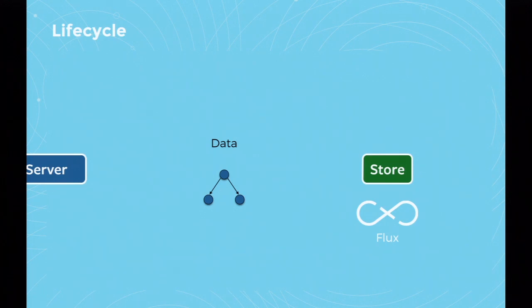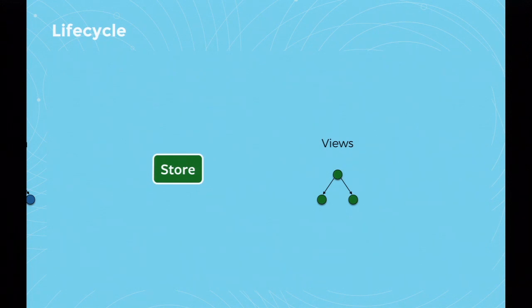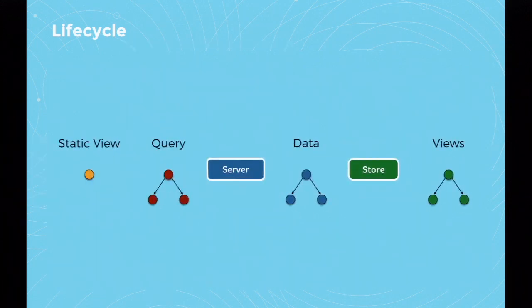Once we have all of the data inside of this store, we can now render our views. We can have those props populated from the store, and we can render it like a normal React component. All of that is very familiar to us. So here is the full life cycle of how we get that data back down to the views. We start with a static view, we generate the query from that, and once we get the data back of the same shape, we store it into a common store and use that to populate the views.